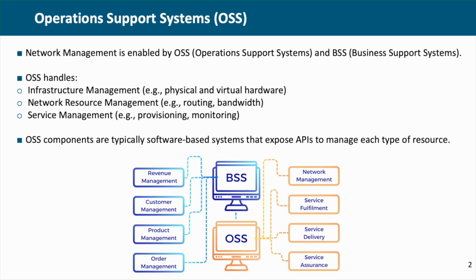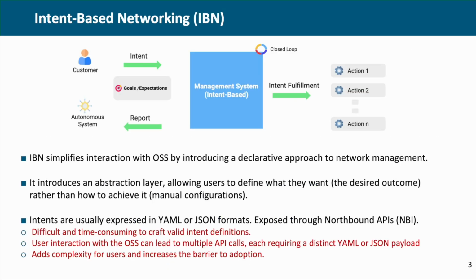OSS components are typically software-based systems that expose some APIs to manage each type of these resources. So we will have APIs to manage infrastructure, network resources, and services. To simplify the interaction with OSS, standardization bodies such as ETSI, TM Forum, and 3GPP are adopting the intent-based networking concept, which introduces an abstraction layer allowing users to define what they want, the desired outcome, rather than how to achieve it. This is called the intent of the users. These intents are usually expressed in YAML or JSON formats that will be used, for example, in the body of the OSS northbound APIs.